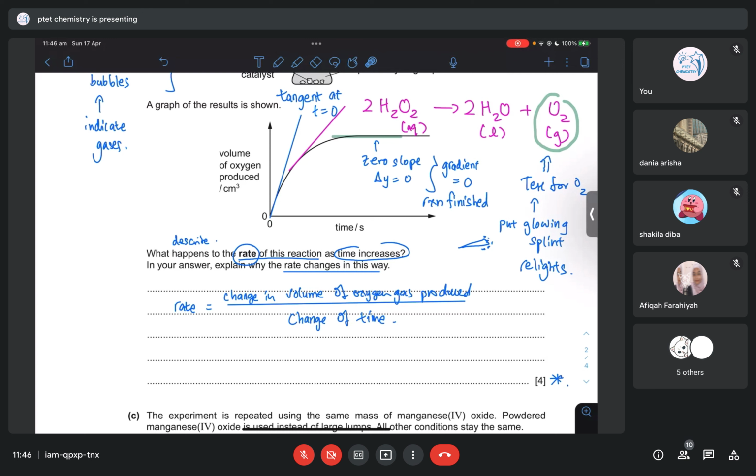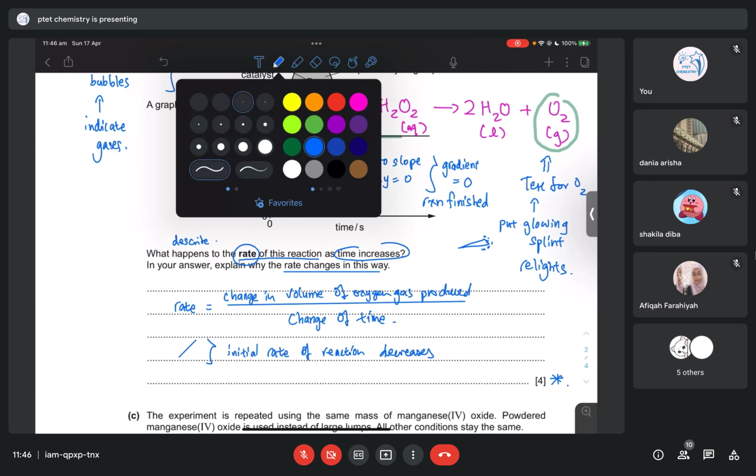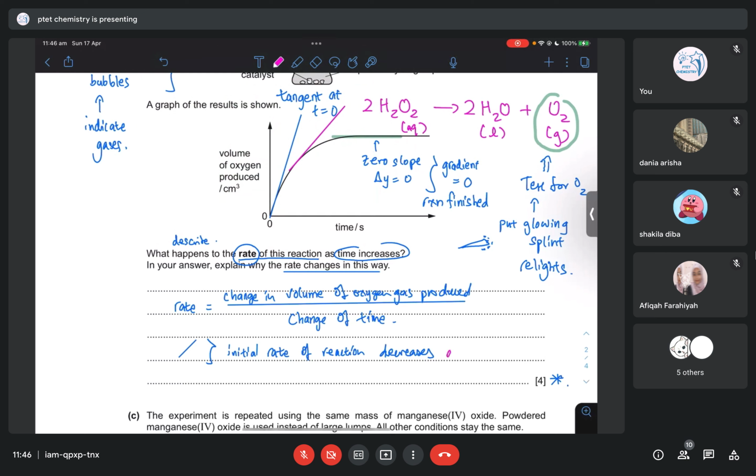So everyone, just so we know that this is about rate. The question is not asking us on the volume of oxygen and time, they're asking on rate. That's why we must talk about rate, which is to do with the changes. I talk about the blue line. The initial rate of reactions decreases. And I talk about the decreases as reaction progresses.